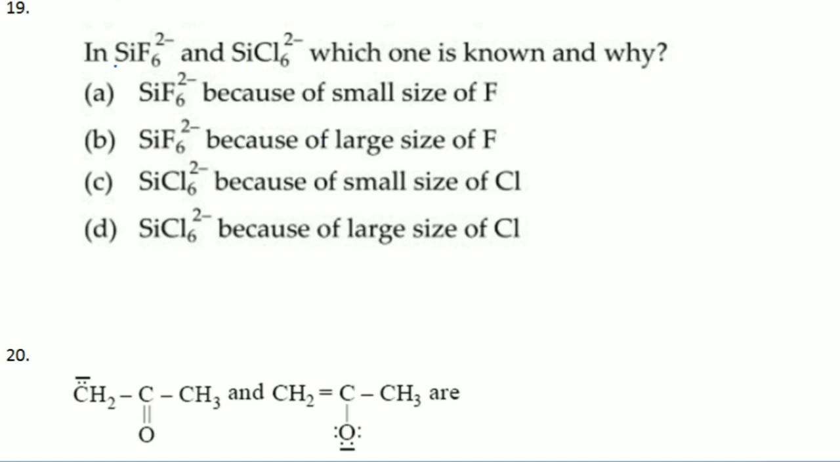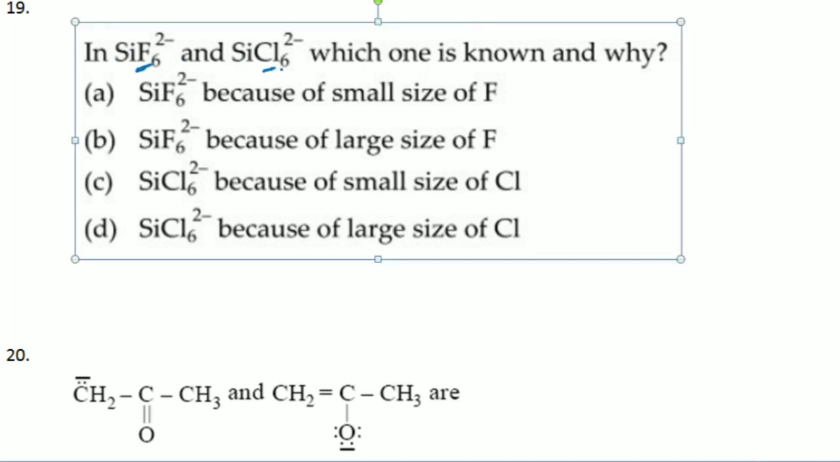Fine. 19th, in this particular case, SiF6 2 minus and SiCl6 2 minus, which one is known and why? Out of this, remember, both have halogens F and Cl and the same silicon atom is present. In what way we have to think about this particular question? Now you can see fluorine size is small, chlorine size is larger. Because of that reason, larger Cl minus cannot be accommodated on this silicon, compared to smaller fluorine which can be accommodated on silicon very easily. Because of that reason, remember, the answer for this question is SiF6 2 minus, because of the small size of fluorine. Answer is A.